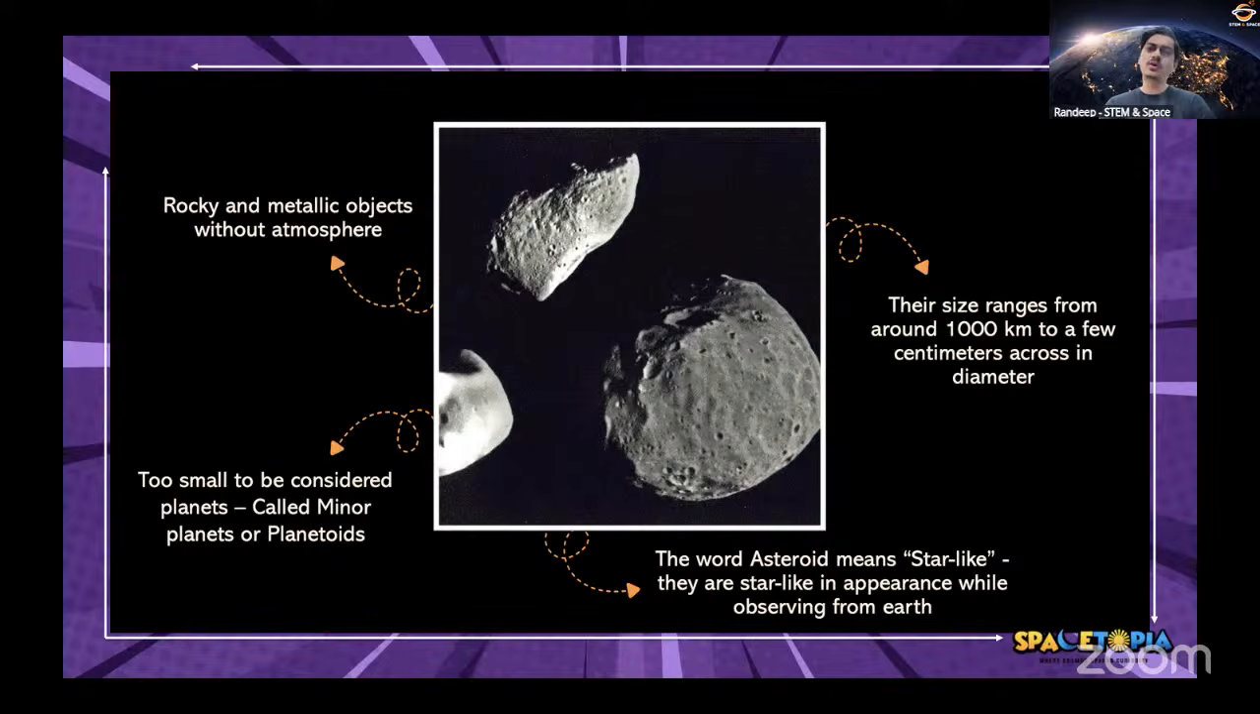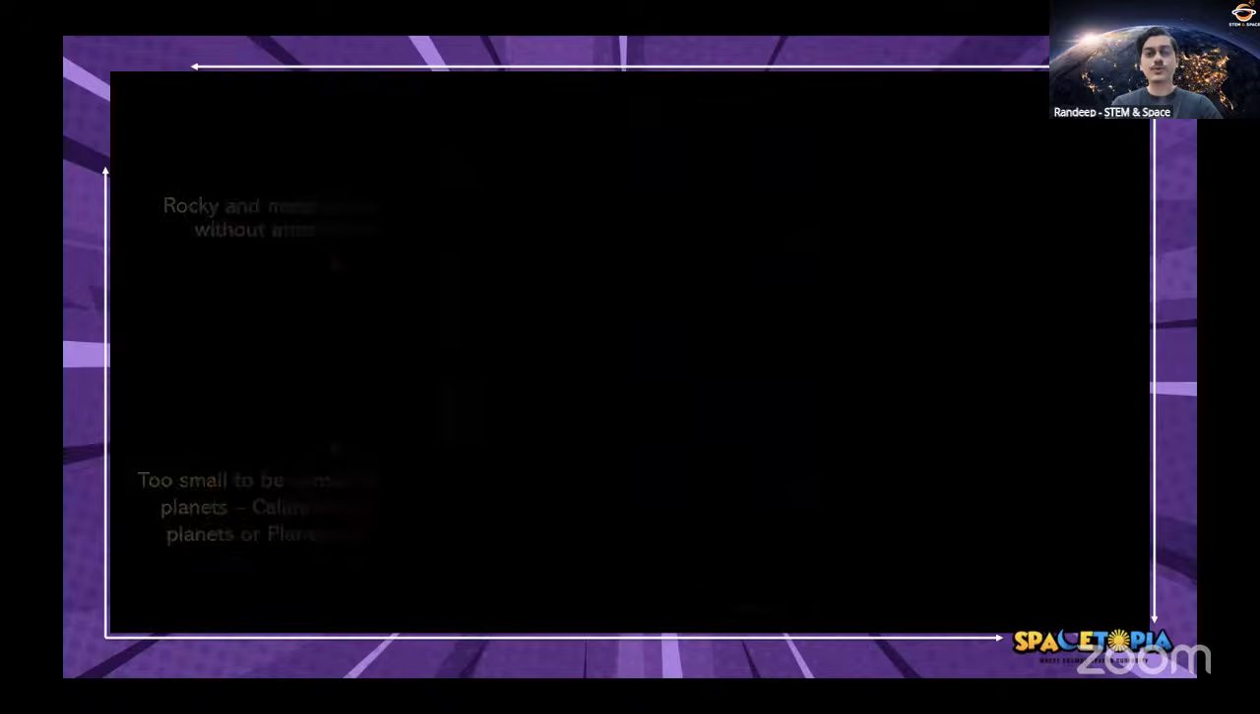So initially, when asteroids were being discovered, people didn't know that these are some random rocks floating in space. So they just considered them similar to stars, and that is why they used the name aster, or star-like, to name these objects. That is the word asteroid. That's where it comes from.